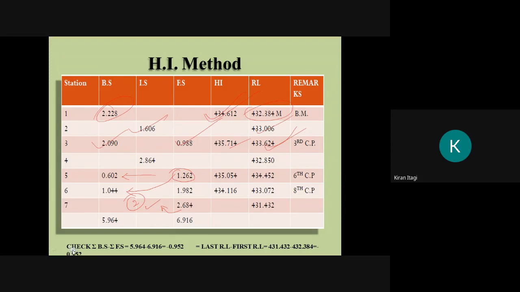The calculation is simple, but while entering it in the tabular column, most of the students make mistakes. Two mistakes they make. The first one is writing the last reading in the intermediate sight. Remember, the last reading should be in the foresight only, whether you mention it or not. Another mistake is that after the foresight, the students write 2.090 here only, instead of writing it here, they write it here. This is the mistake that most of the students have made.